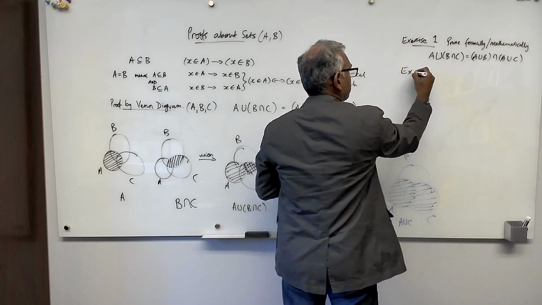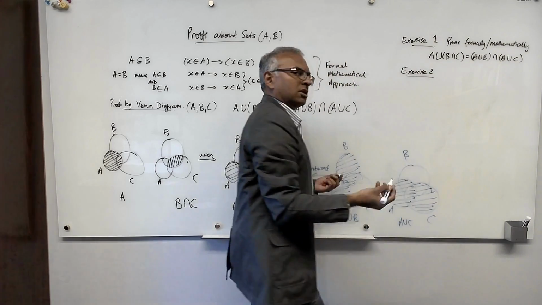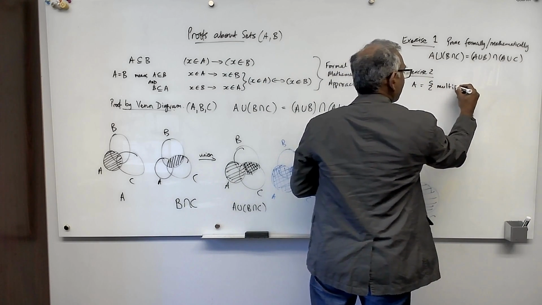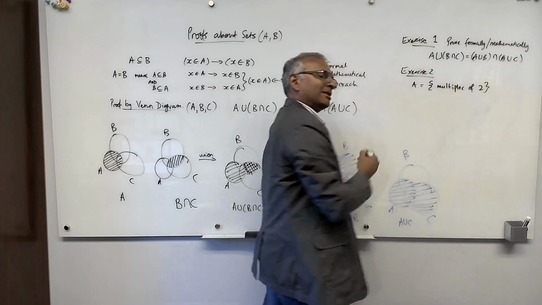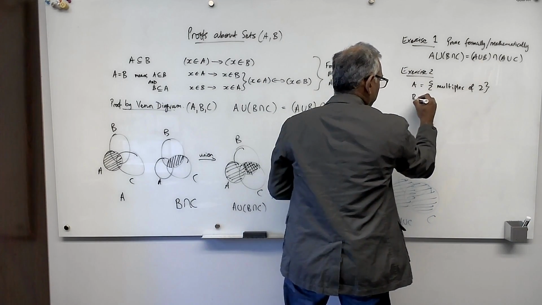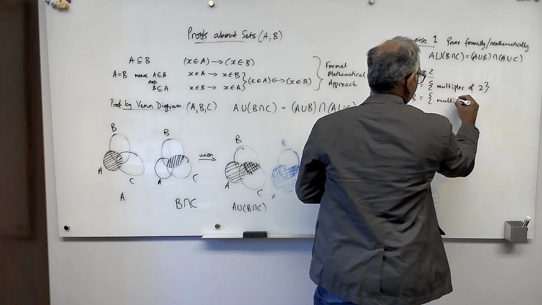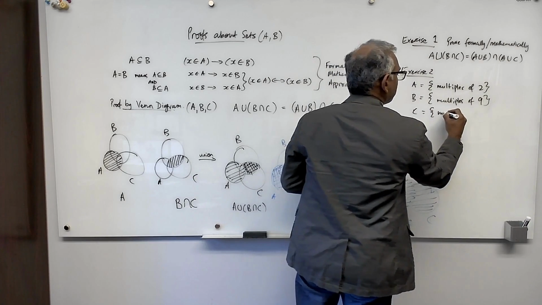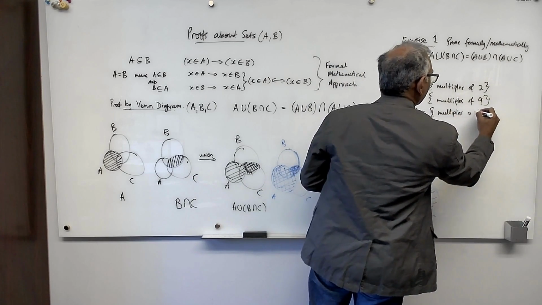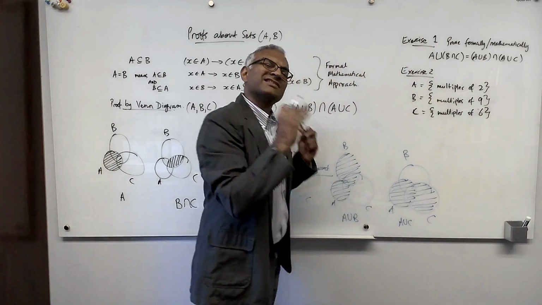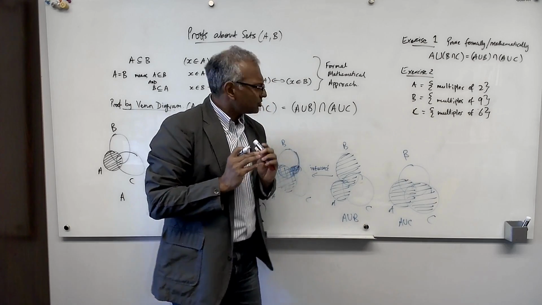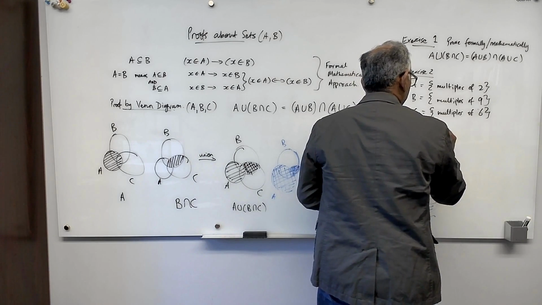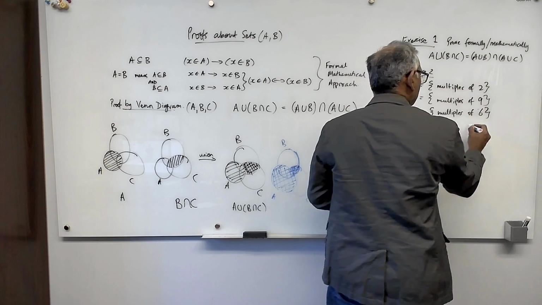Okay. And exercise 2. Now I'm going to give you 3 sets. So A is the multiples of 2, basically the even numbers. B is the multiples of 9. Okay. And C is the multiples of 6. So these are 3 sets. Now I'm going to ask you to prove a subset relationship. Prove that A intersection B is a subset of C.